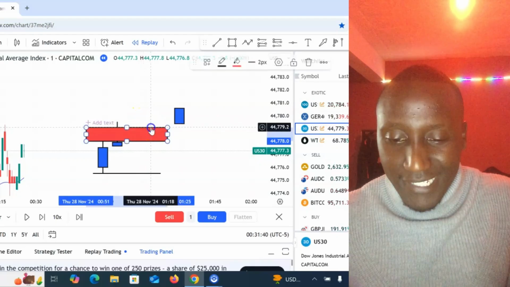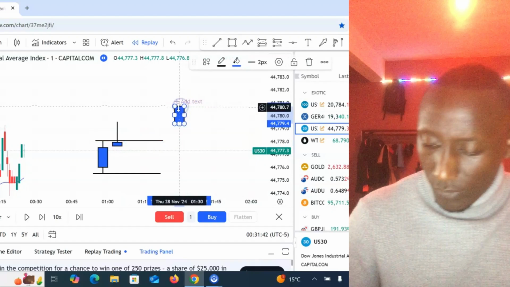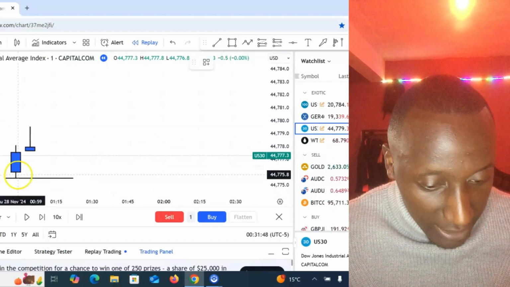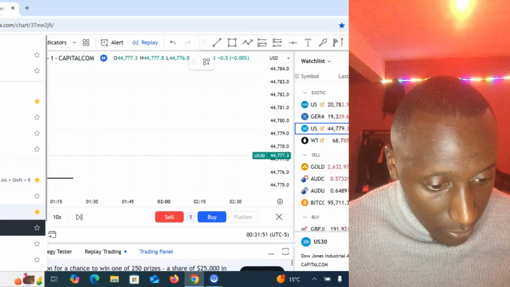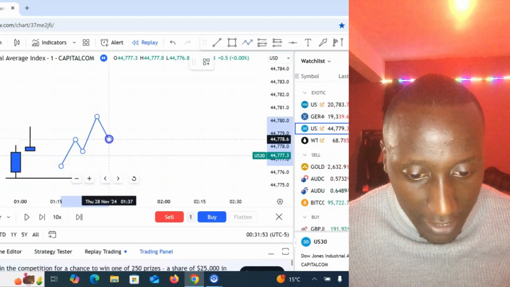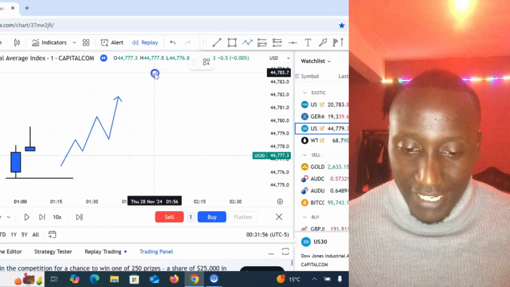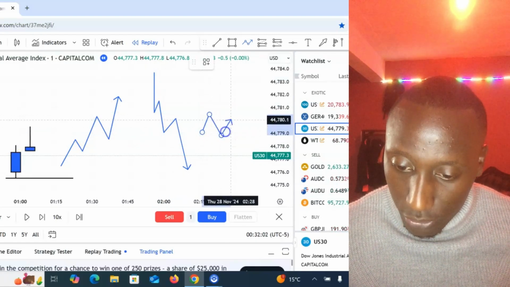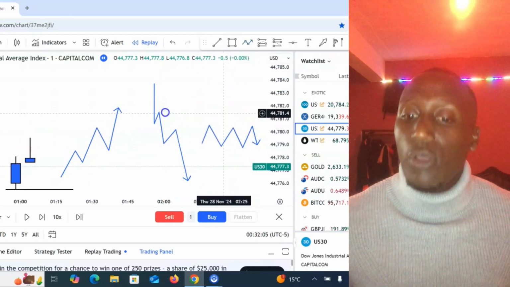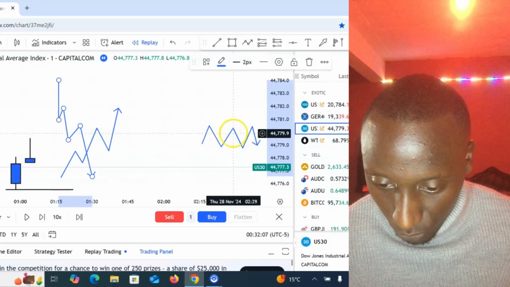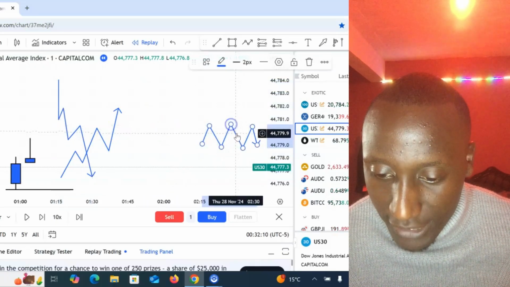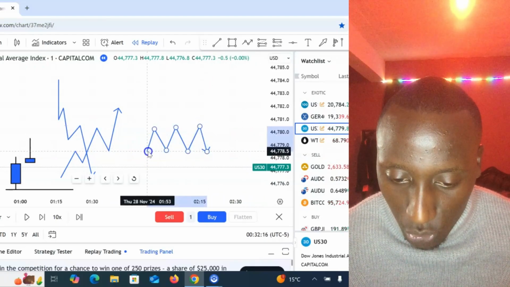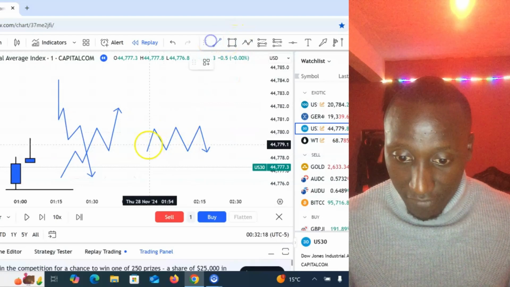So how is this important? The price will do three things. Price will either be in an uptrend like that, or in a downtrend, or in a consolidation. So this is what you want to do. You want to come to the markets and identify a consolidation. If the market is consolidating, then you have a range.